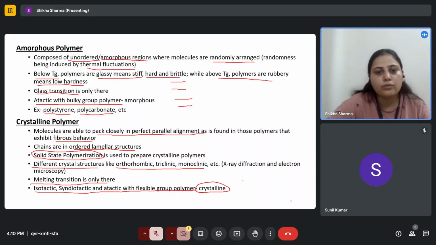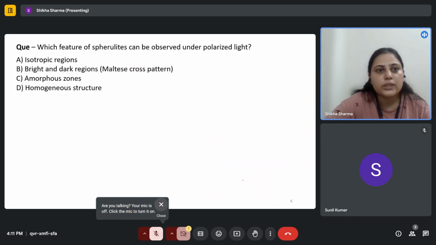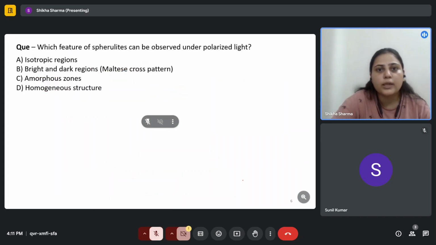So this is the basic concept. I am just trying to refresh the concept which we have gone through in the lecture slides. So the next question is, which feature of spherulites can be observed under polarized light? A is isotropic regions, B is bright and dark regions, C is amorphous zones, D is homogeneous structures. So what is the answer?